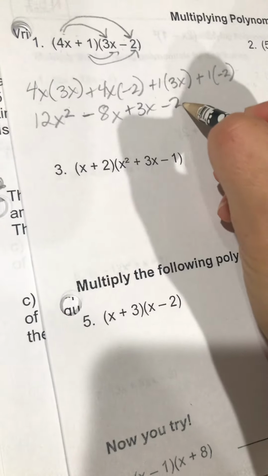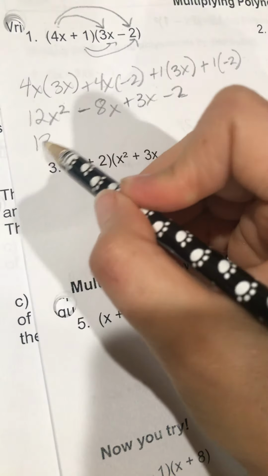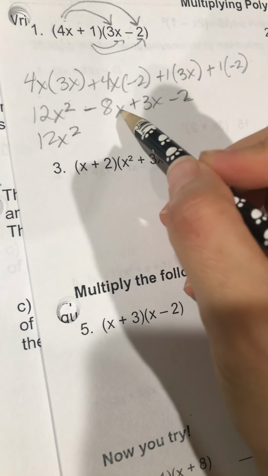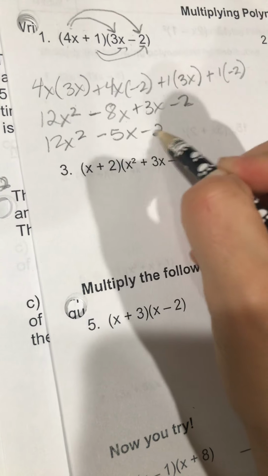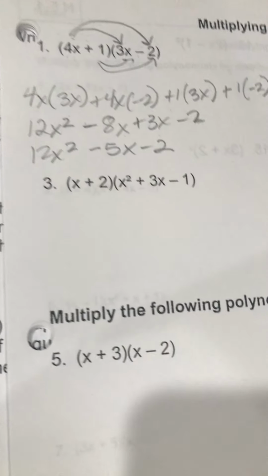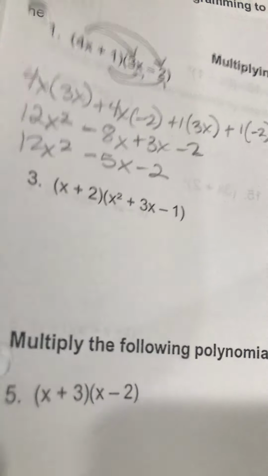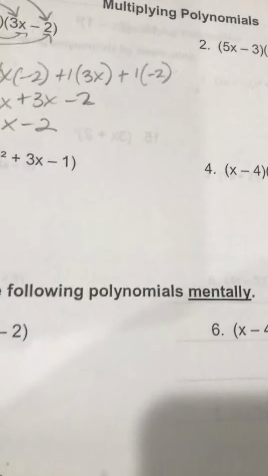So now you just need to combine your like terms. So 12x squared doesn't change. Negative 8x plus 3x is negative 5x, minus 2. That's your answer. Okay, just multiplying through and then combining like terms.